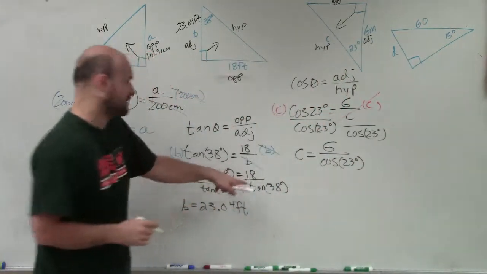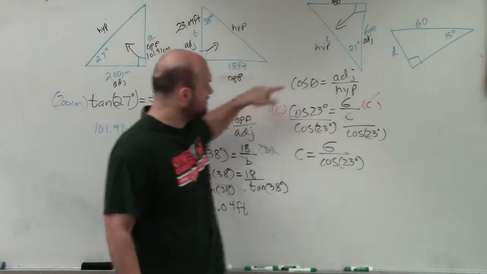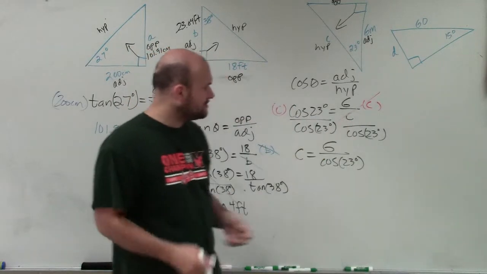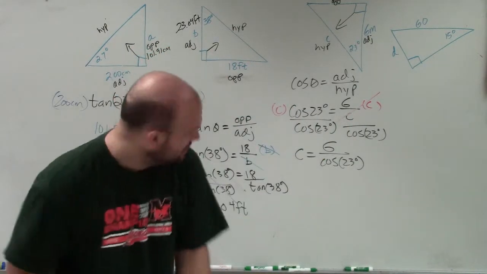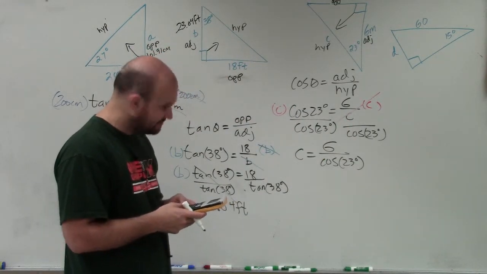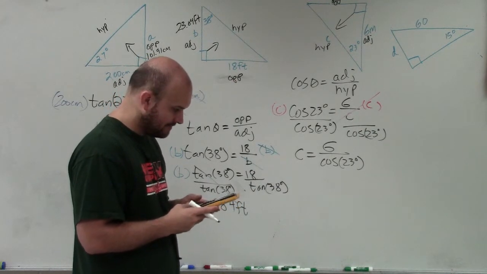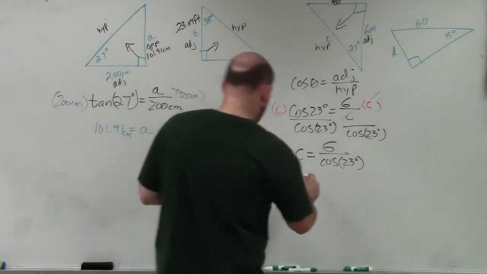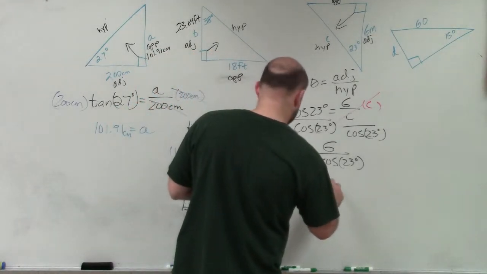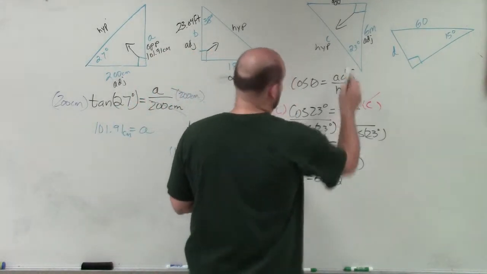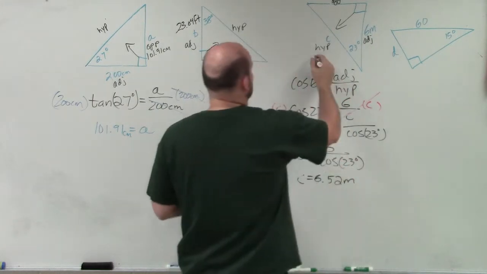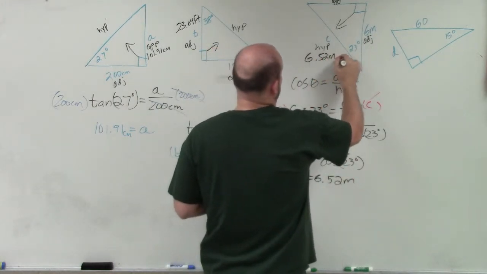Just like I did over here. Basically, you're doing the same thing. You're multiplying by c on both sides. Then you're dividing by the cosine of 23 degrees on both sides. So now I basically am just going to do 6 divided by the cosine of 23. And I get c equals 6.52, and that is meters. So c equals 6.52 meters.